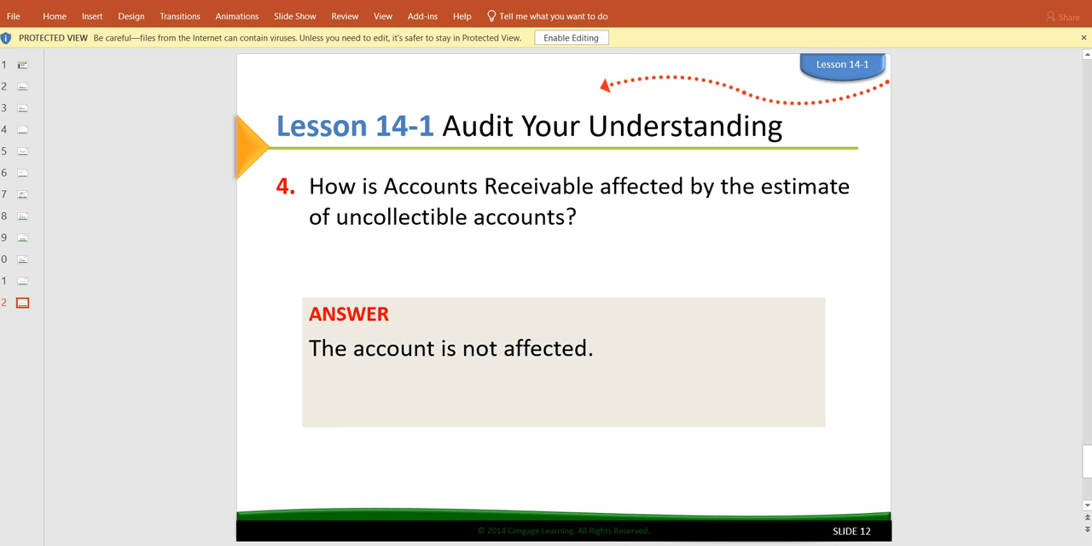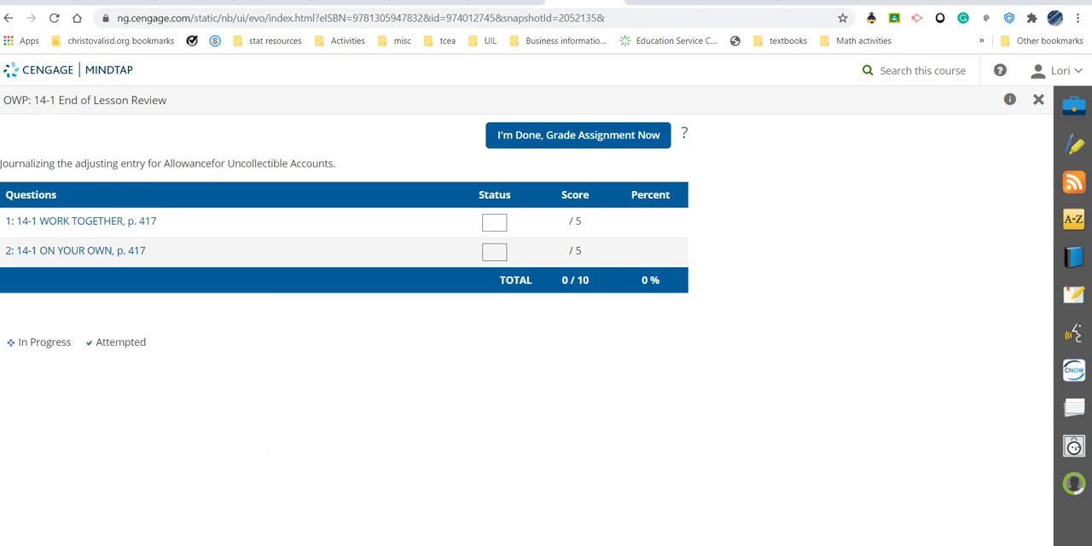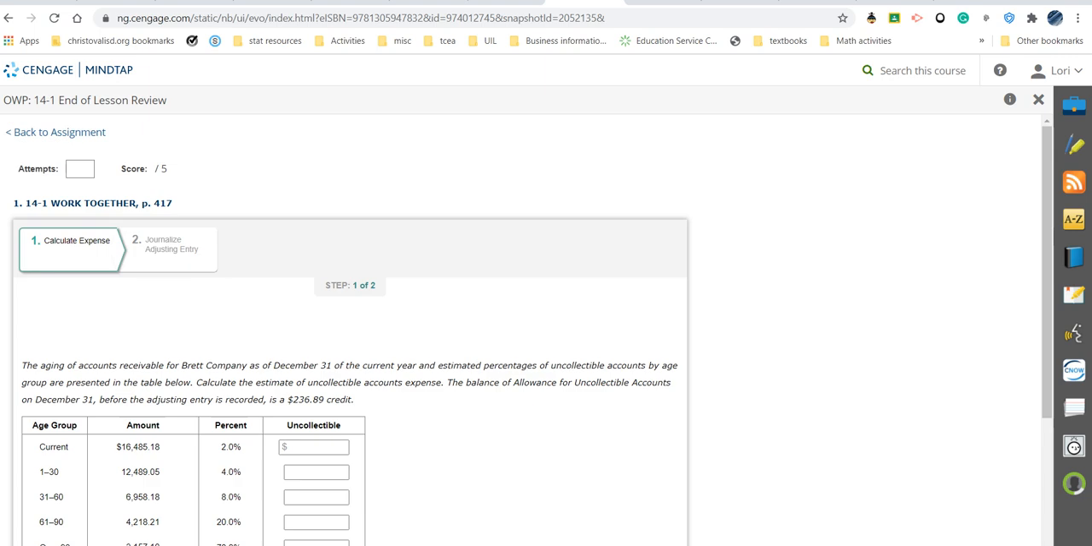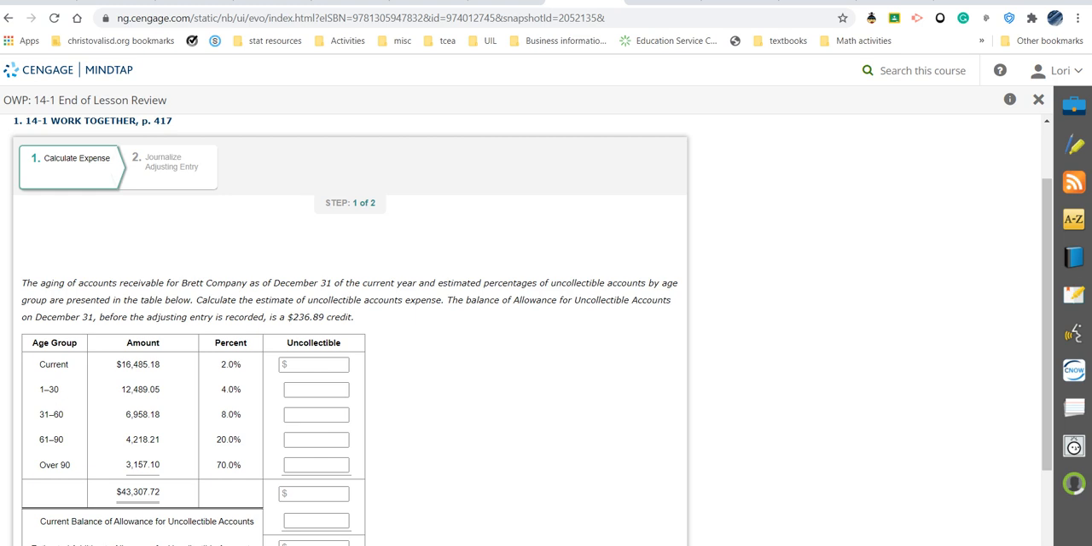Now let's go ahead and look at our work together. So we're going to go through and calculate by multiplying the percent as we go across. All we're doing is taking this percent that's given to us, and you're going to multiply it times the amount that is currently in that total.